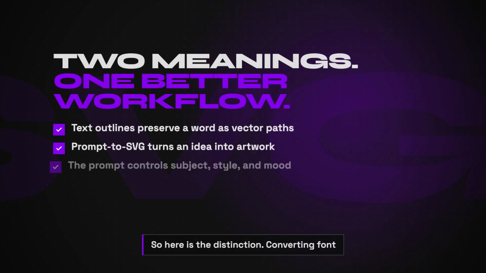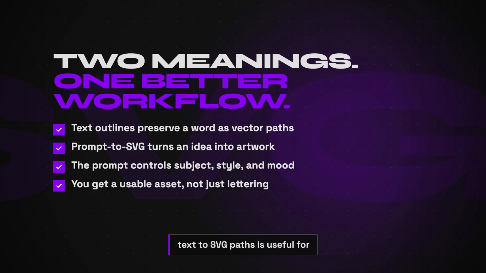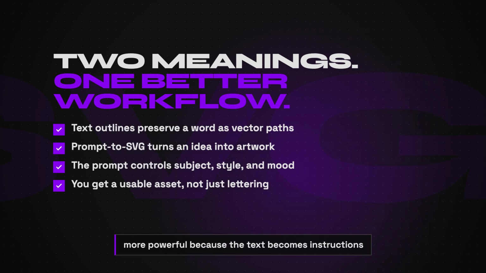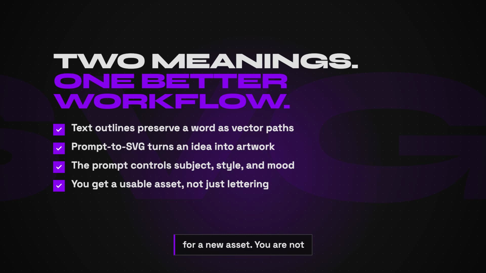So, here is the distinction. Converting font text to SVG paths is useful for preserving lettering. Generating SVG from text is more powerful because the text becomes instructions for a new asset. You are not outlining a word. You are turning an idea into a vector.